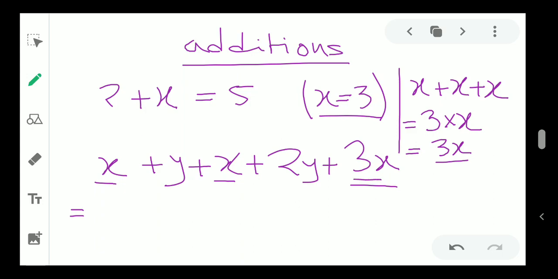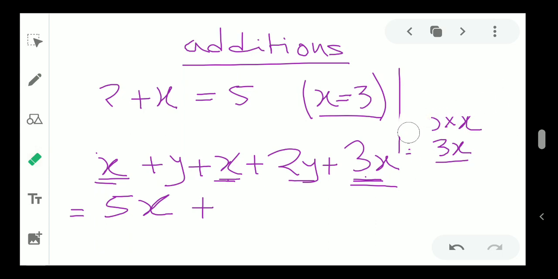This 3x already has 3 x's added up together, and again we have another x here and another x here. So in total we have 3 plus 1, that is 4, plus 1, that is 5. Total 5x are being added up, and we can write them in the shortcut 5 into x, that is 5x, plus we have 2y added up here because it is 2 into y, that means 2y is being added up.